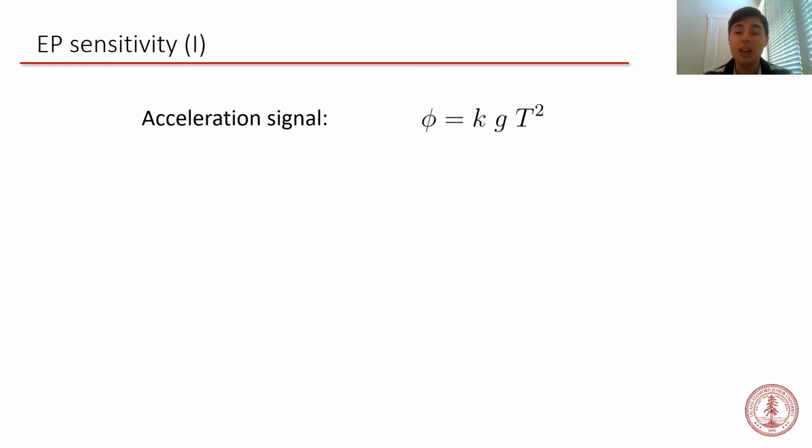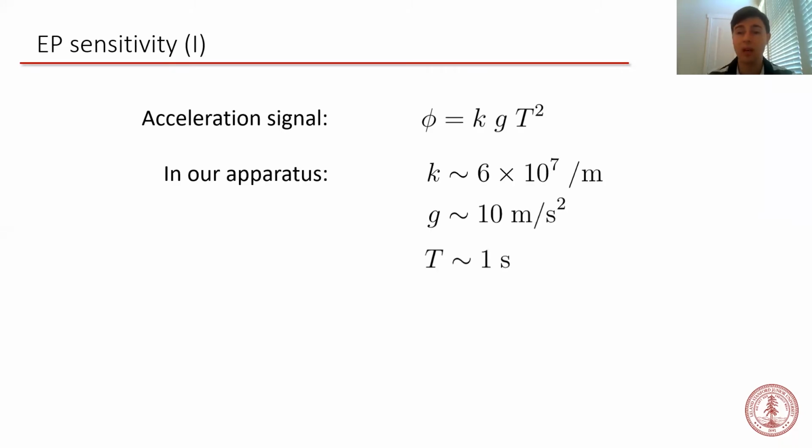To get a quick sense of the numbers, the signal is the interferometer phase phi, which for our geometry is given by k g T squared. Where k is the effective beam splitter wave vector, g is the lab acceleration, and T is the interferometer time. So for an 8 h-bar k interferometer, k is about 6 times 10 to the 7 per meter, g is about 10 meters per second squared, and we use an interferometer time of about 1 second between the first and second pulse zones. The interferometer phase is therefore 6 times 10 to the 8 or so.